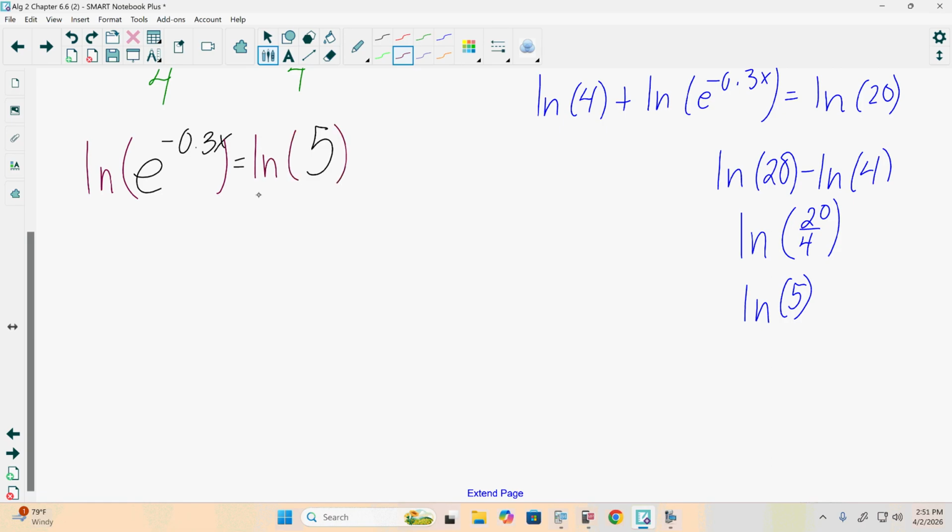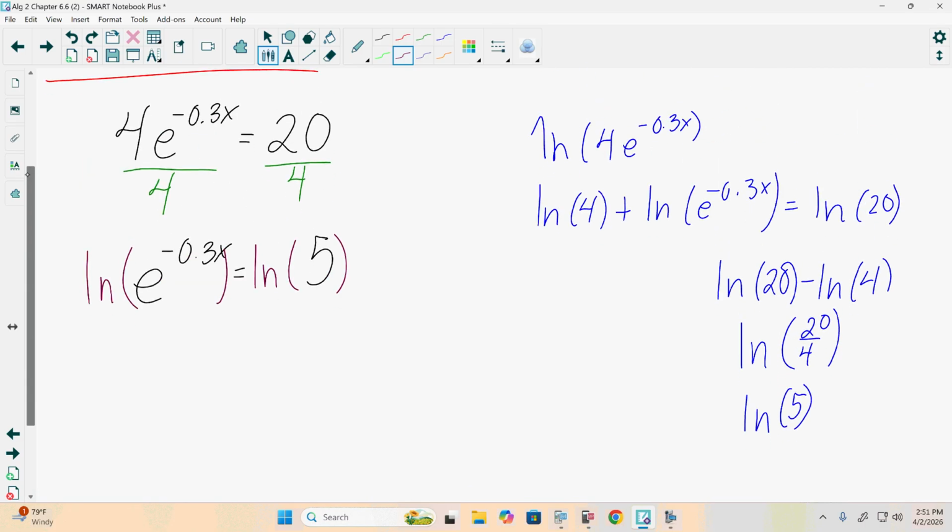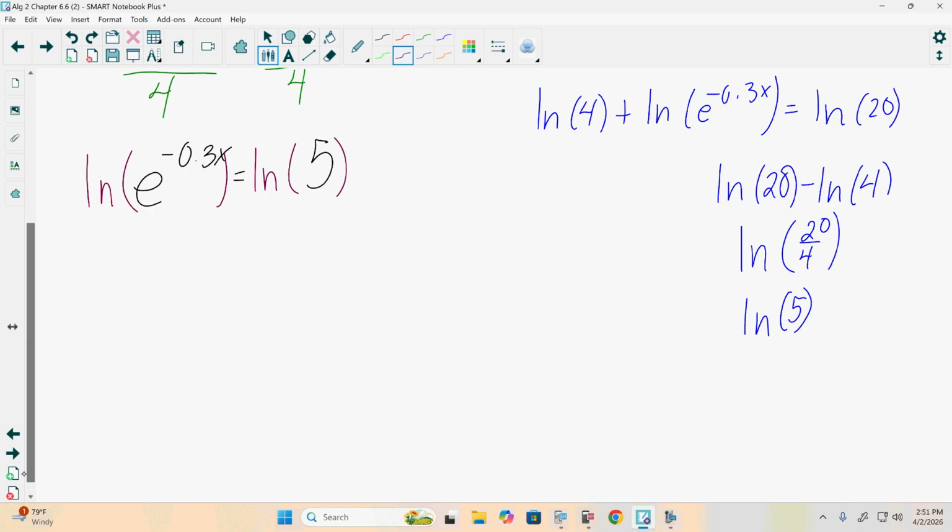Well, wait. Would it have gotten us to the same spot? Yes. Is that a whole lot more steps? Yes. The fact that one division is the equivalent of all of that? Yeah.